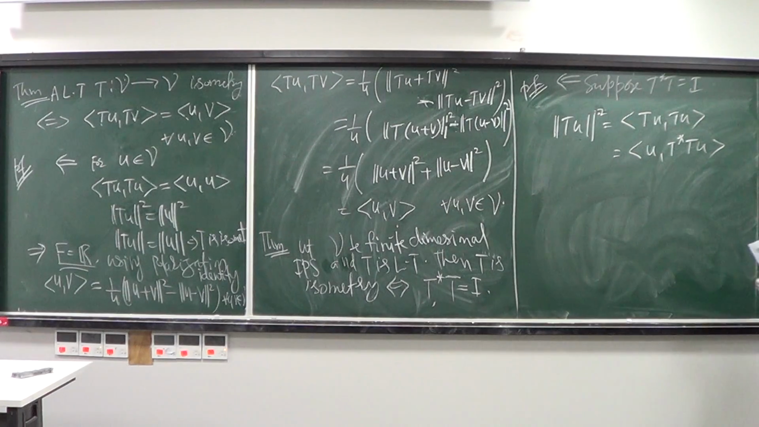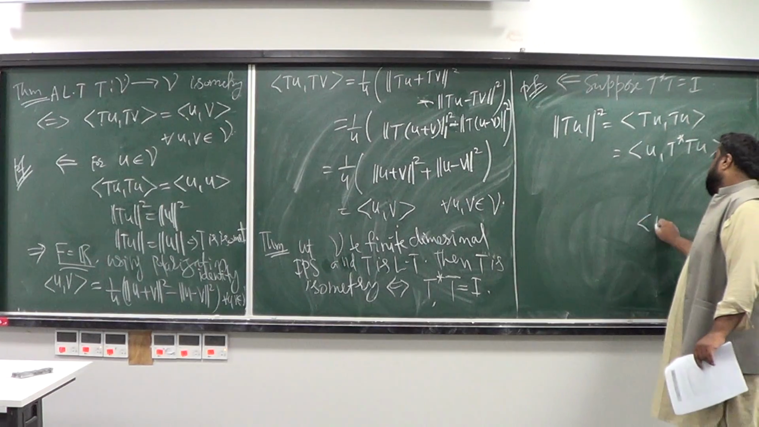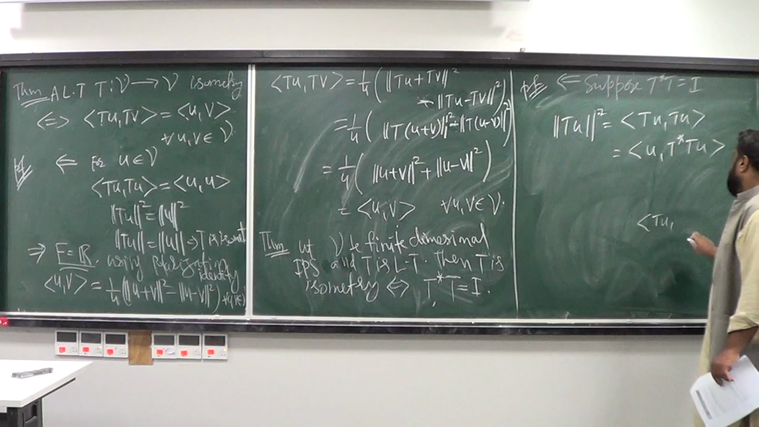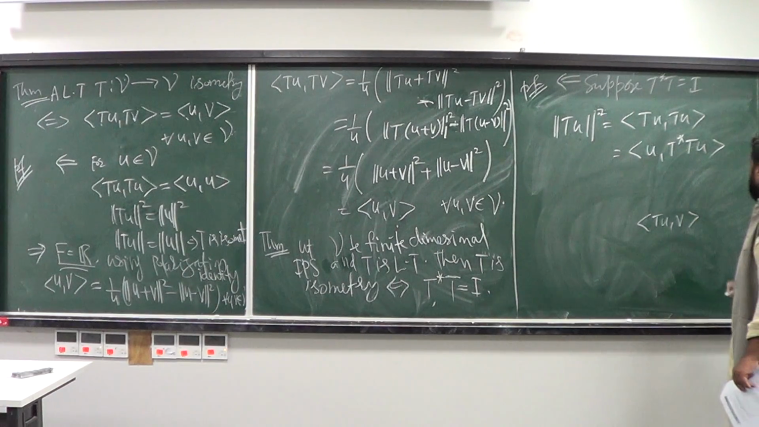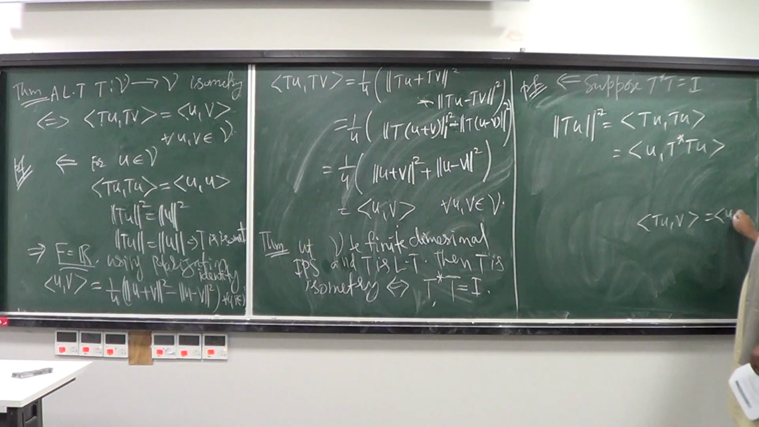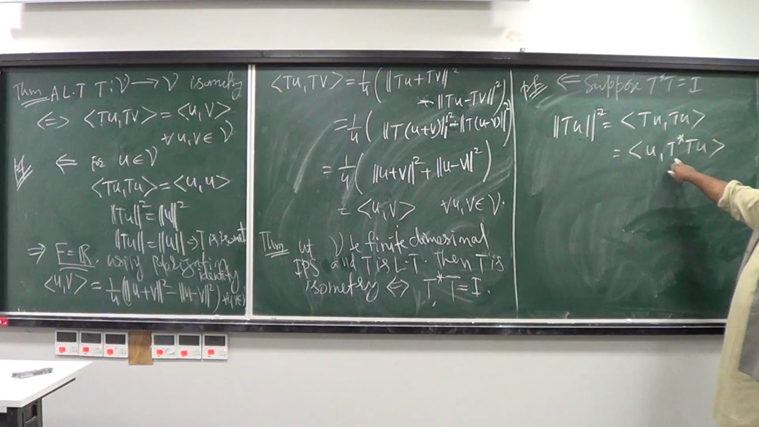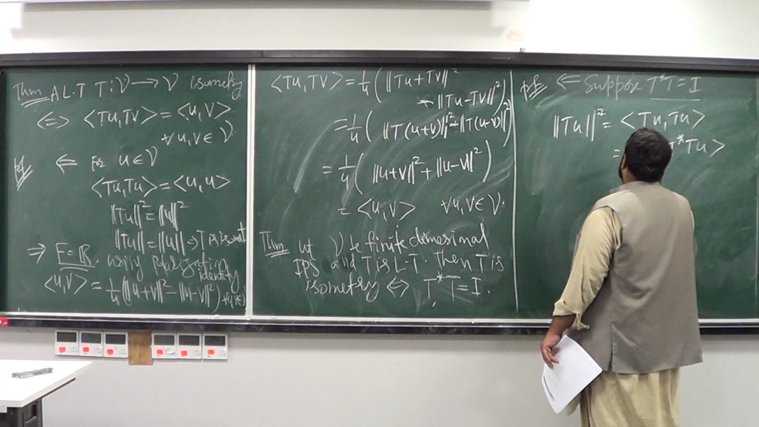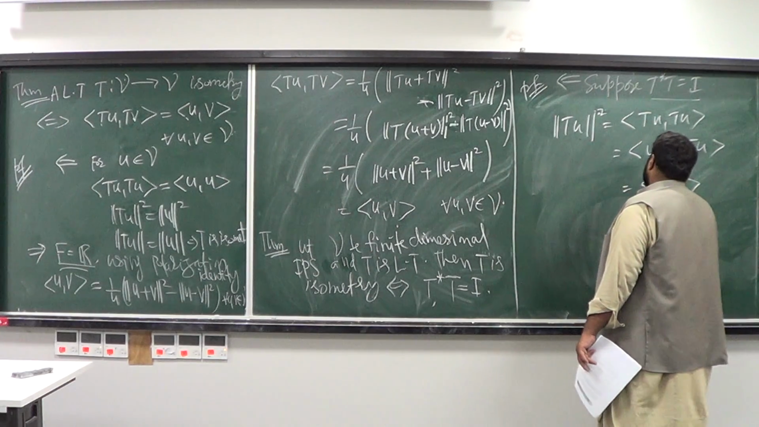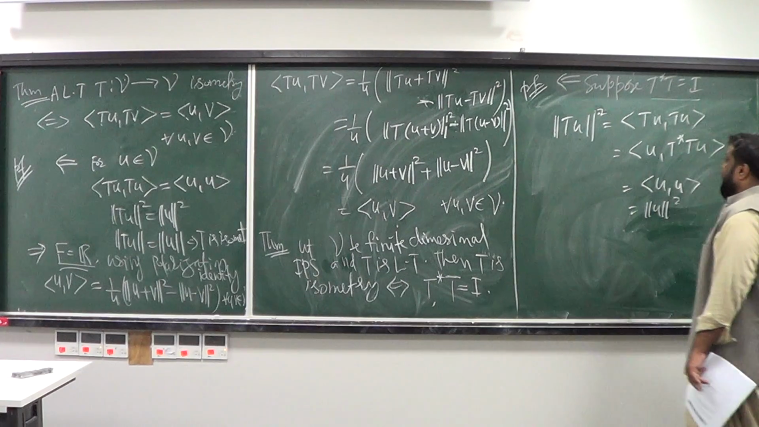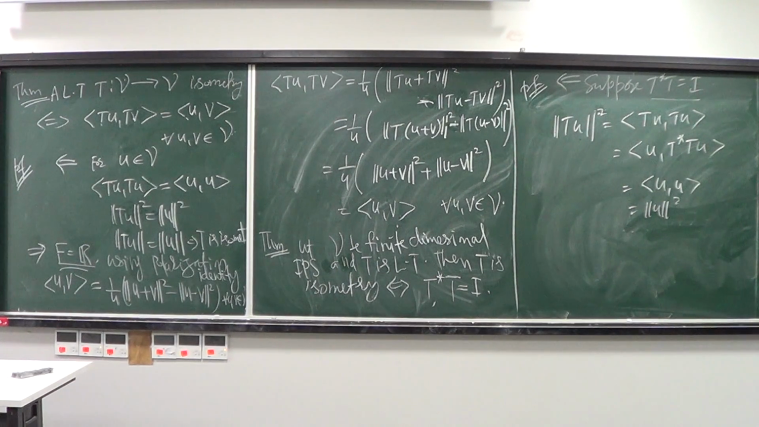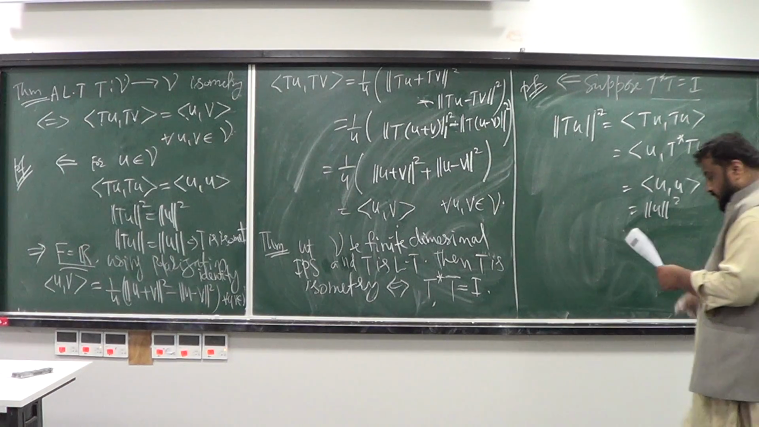This is the basic definition of the adjoint: the relationship for the adjoint of a linear transformation is that the inner product of TU with V is equal to the inner product of U with T star V, for all U and V. Okay, so this is the relationship. My assumption is that T star T is the identity, so you get the norm of U squared, and that shows that T is an isometry.